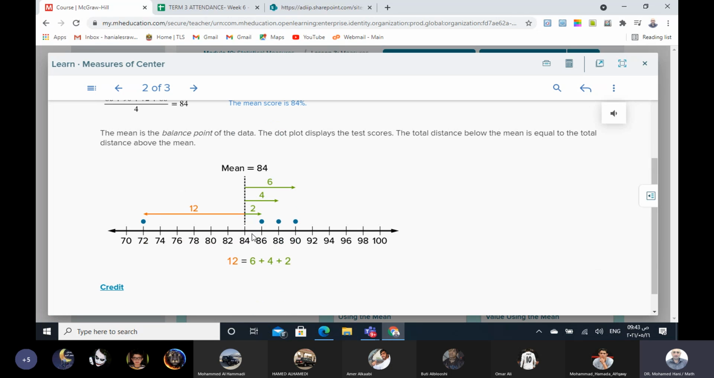As you see here, this is a number line. Here we have many results. So the mean, as you see, is where? In the middle here. 84.